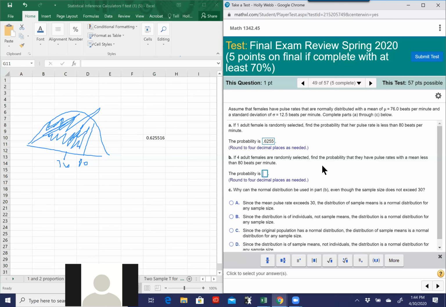And if you remember, the central limit theorem says that there's a normal curve for these sample means. But we do have to change one thing if we're going to change to a distribution of sample means. We have to change one thing in our calculations. Anybody remember what it is? Has to do with the standard deviation. Now it's saying if 4 adult females are randomly selected, what's the probability that they have a mean less than 80? So 80 is still there, still shaded to the left, still got a mean of 76.